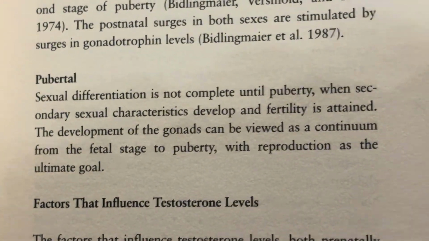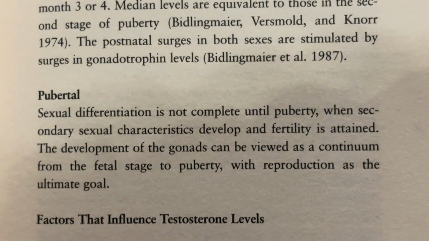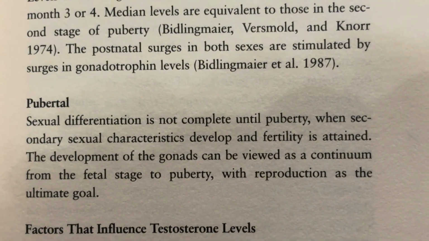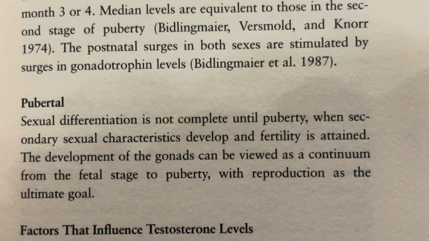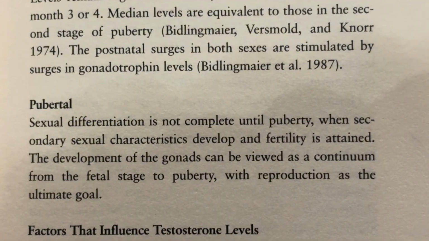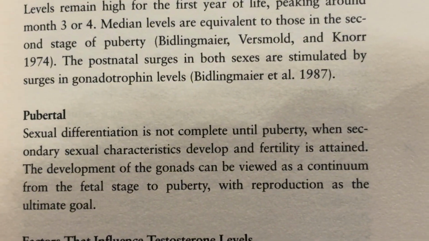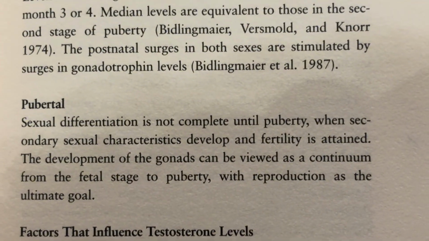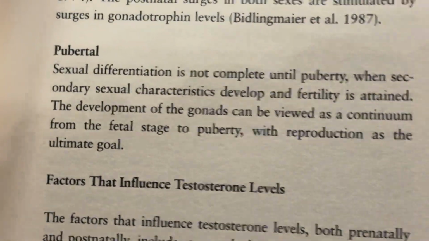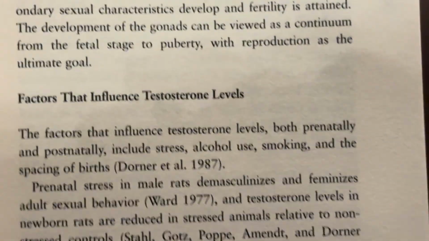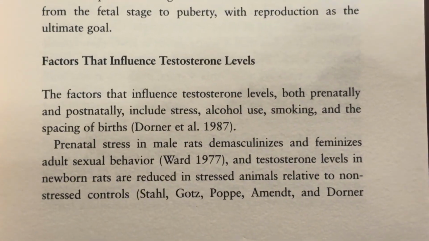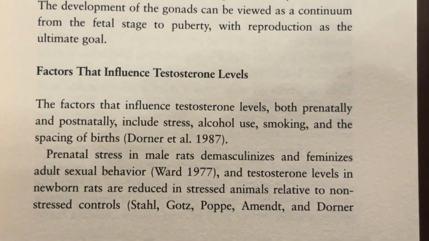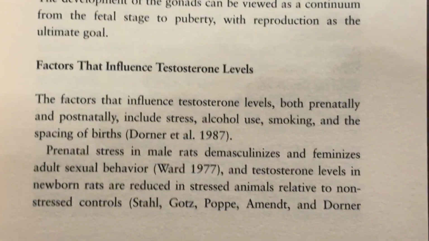Sexual differentiation is not complete until puberty, when secondary sexual characteristics develop and fertility is attained. The development of the gonads can be viewed as a continuum from the fetal stage to puberty, with reproduction as the ultimate goal. The factors that influence testosterone levels, both prenatally and postnatally, include stress, alcohol use, smoking, and the spacing of births.